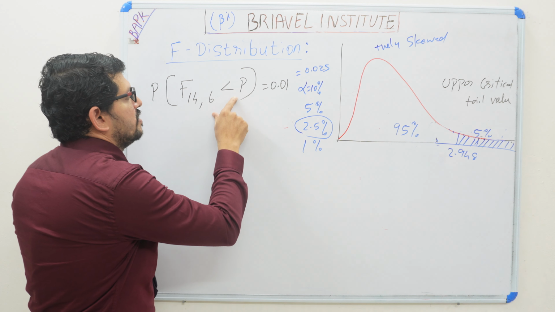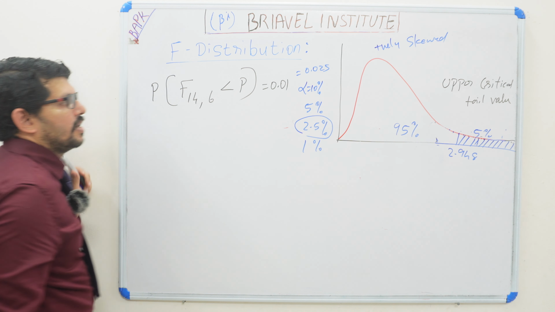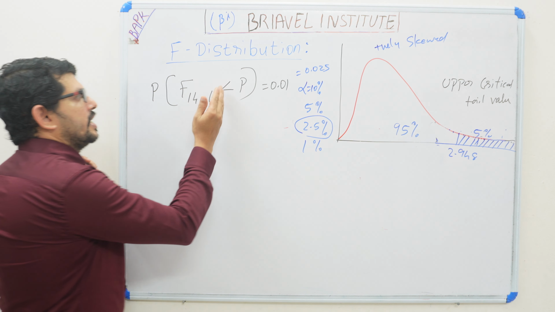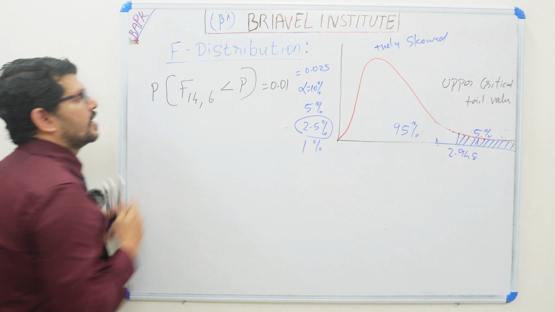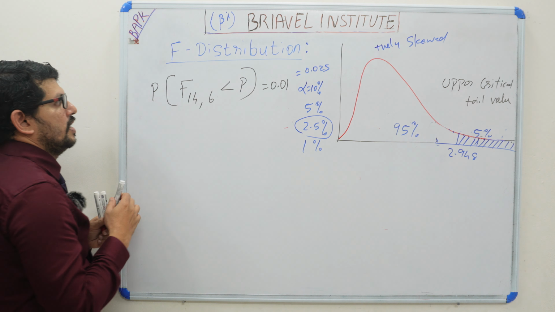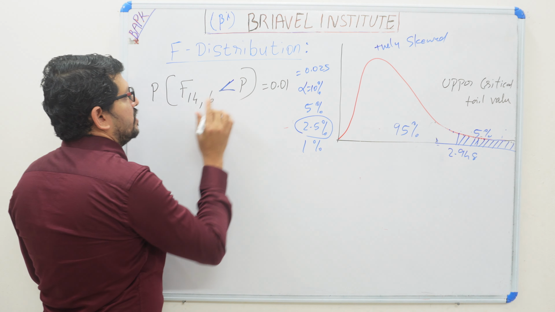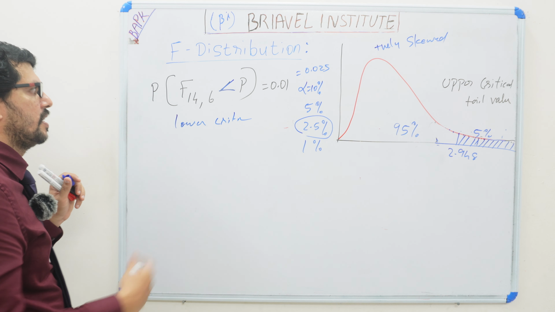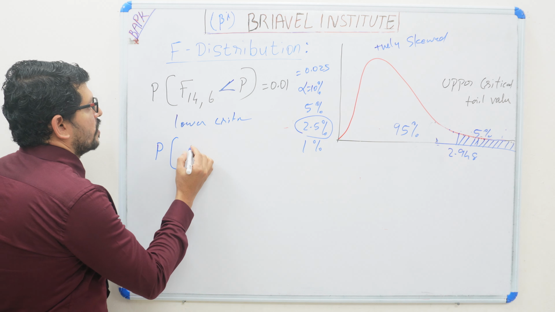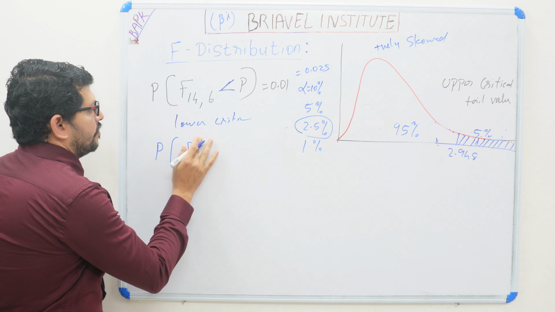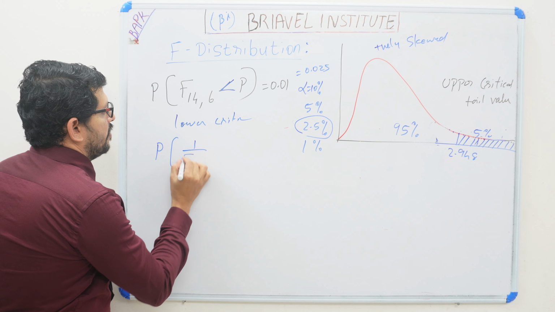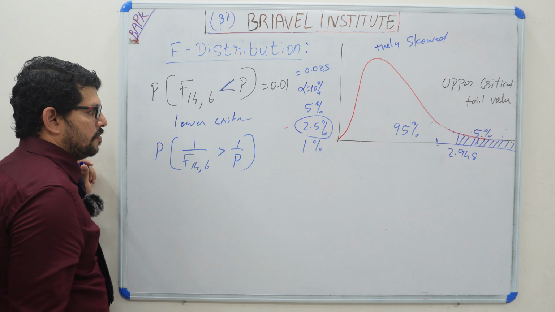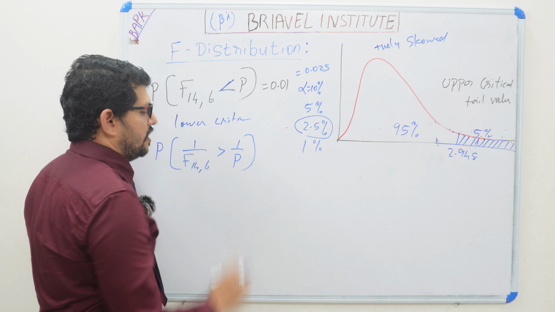With this less than symbol, we can understand that it is a lower critical value. Less than this value is only the 1%, so the greater than region will be higher. So it is a lower critical value, less than p. So we need to change to the upper critical value. How to change? Probability of 1 divided by F(14, 6) is greater than 1 divided by p.